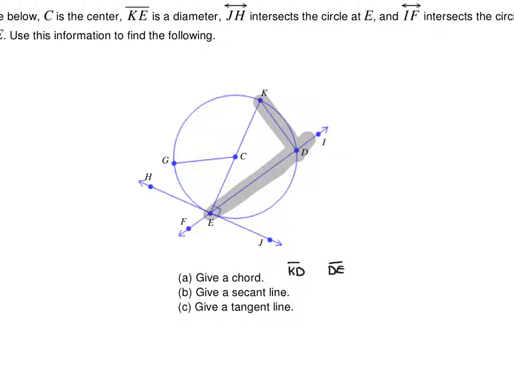Remember, they're line segments. A secant line, if you refer back to your circle vocabulary chart, is a line that goes all the way through a circle. So in this case, that would be line FI. And then lastly, give a tangent line. That's a line that touches a circle. And in this case, that's going to be HJ.